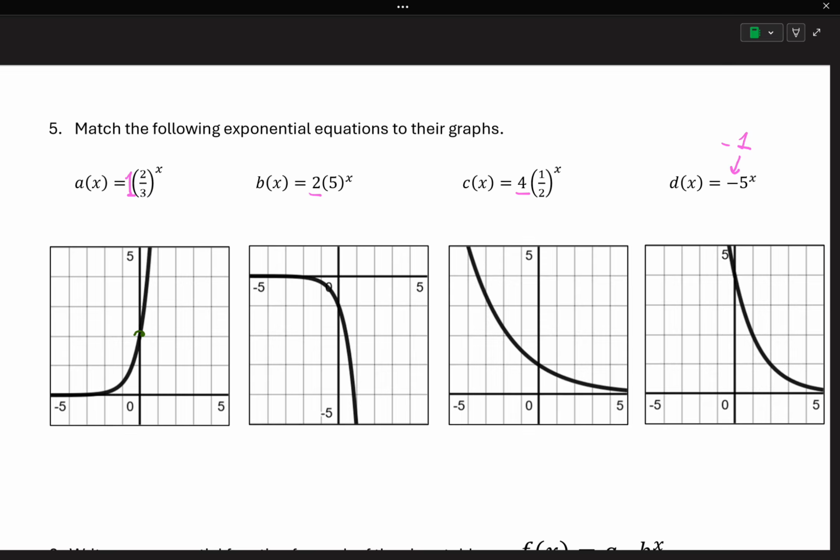This has a y-intercept of 2. All right, that's just one option, letter B. I'm just going to write B under here. This has a y-intercept of negative 1. That's letter D. This has a y-intercept of positive 1. And this has a y-intercept of positive 4.